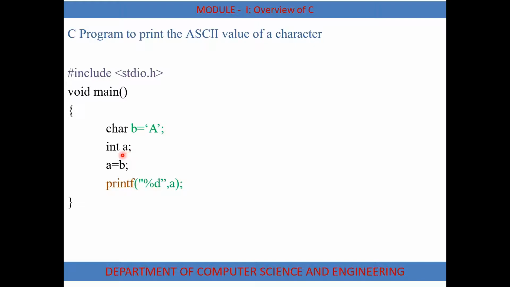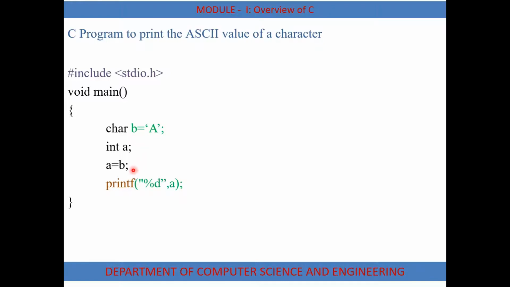So consider one more variable, say a. Its data type is integer. Now assign the value of b to a. The value of b is capital letter A. So that is assigned to integer variable a. Now variable a has the value of capital letter A, that is the value of this b.